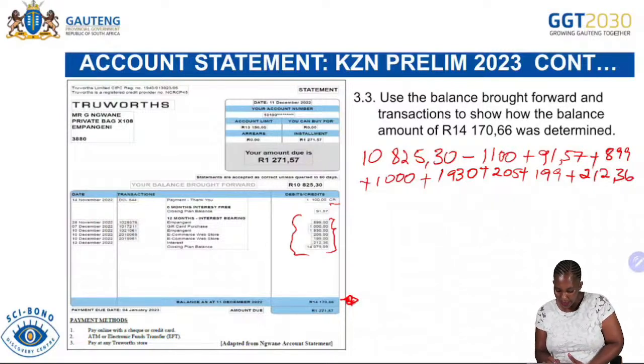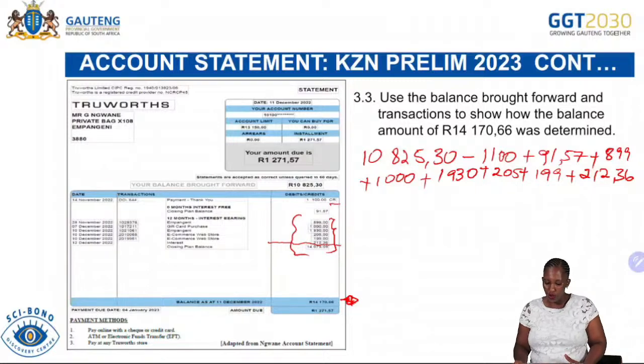This is what Mr. Ngwane used. Now the closing balance is at what? At 14,000, as you can see, up until 212. Now we want to know how Mr. Ngwane's account came to the amount of 14,170. So we said it will be 10,825 and 30, the opening balance or the balance brought forward, and then we subtract 1,100, the amount that he paid towards the account, and then we start adding now what he has used again in that account.